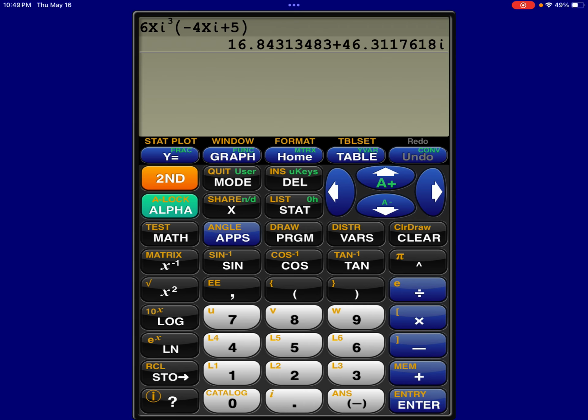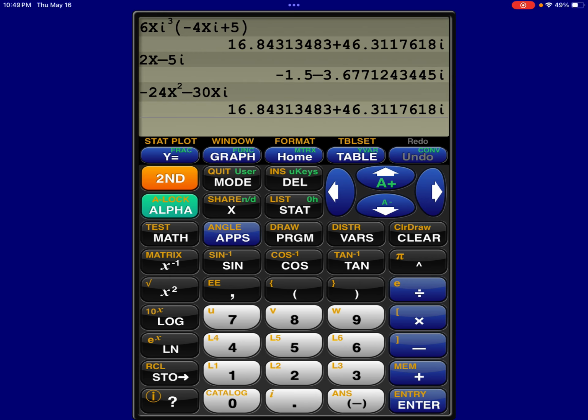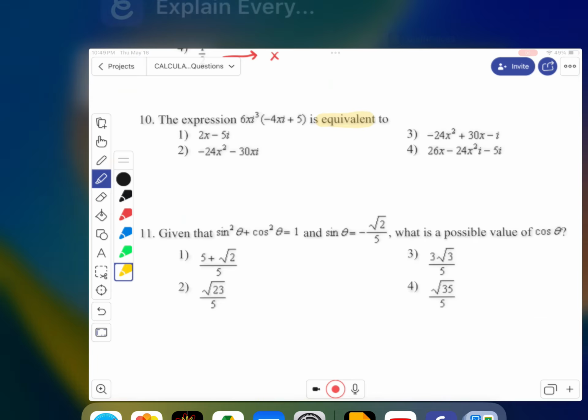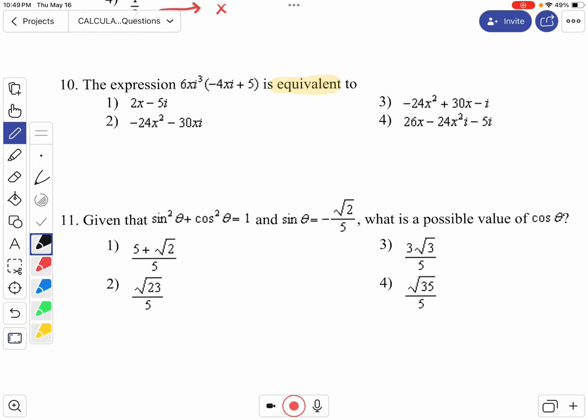Okay, ignore this crazy decimal. This is just for checking purposes. And now we're going to go ahead and plug all the options in. So 2x minus 5i. Nope, that's not the same. Negative 24x squared minus 30xi. Hey, look at that. It's the same. Therefore, it's equivalent. Rest assured that I tried all the options, and that's the only one that I got.